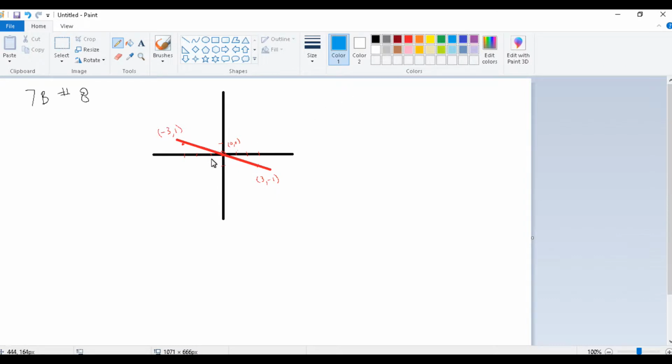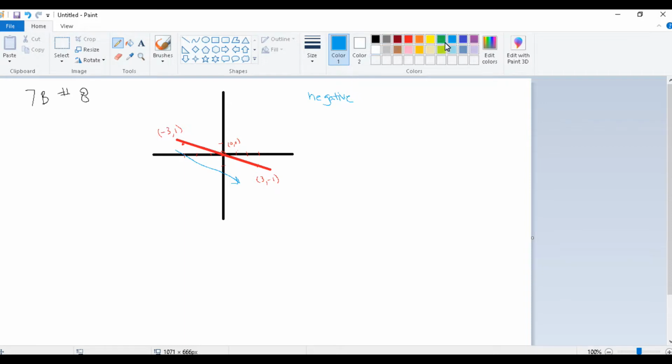Is it positive or negative? Remember, when we're looking at slope to try to determine if it goes up or down, up being positive and down being negative, we start on the left side and we go towards the right. Which way is it going? It's going down, so it's a negative slope.